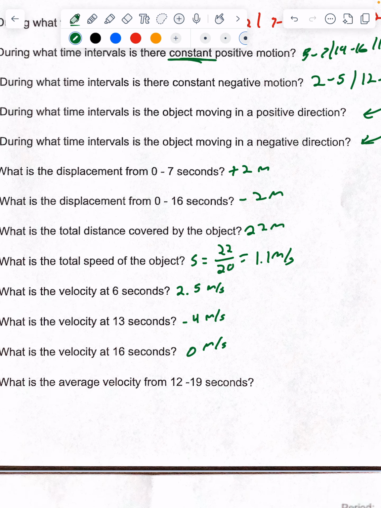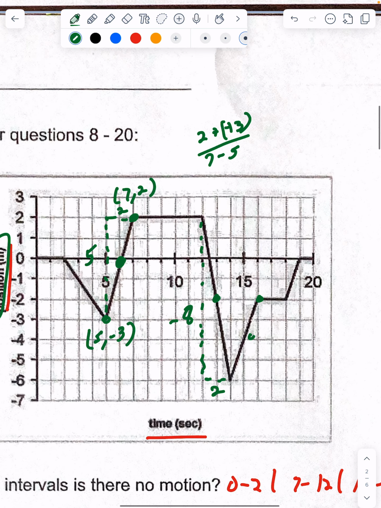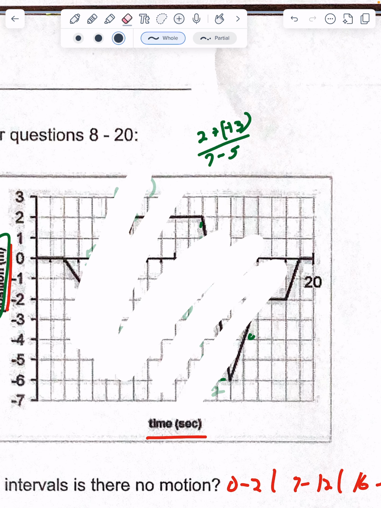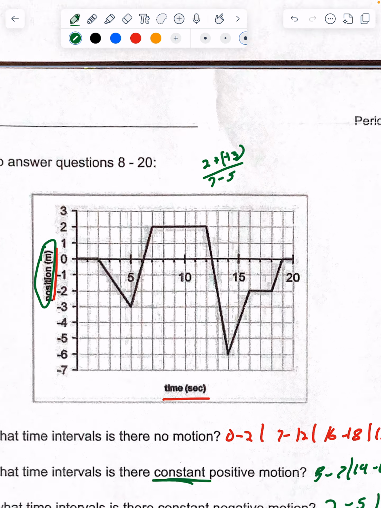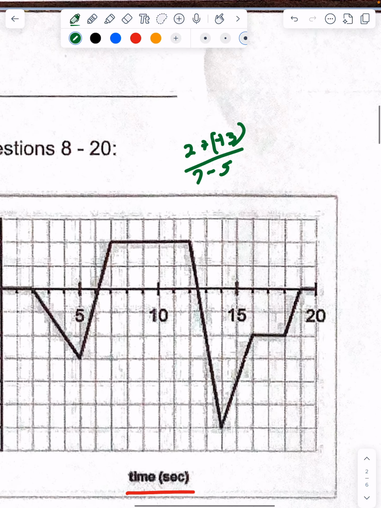Average velocity from 12 to 19 seconds. So velocity is slope. Well, what if we don't have the slope of a line that's connecting the 2 points? Okay, so let me clear this up. So we've got some room to do this. So what was our time again? It was 12 to 19 seconds. So at 12 seconds, I am right here. At 19 seconds, I am right here. Okay, so you got a lot of stuff in between.